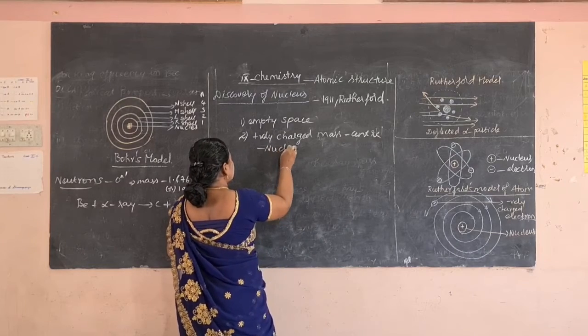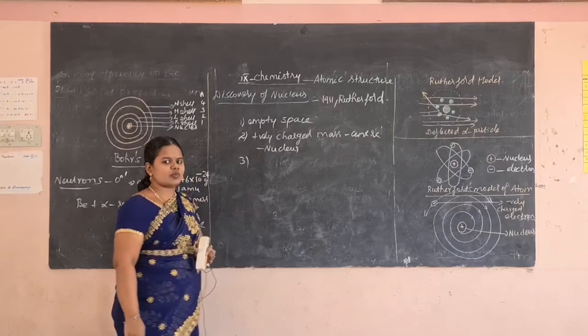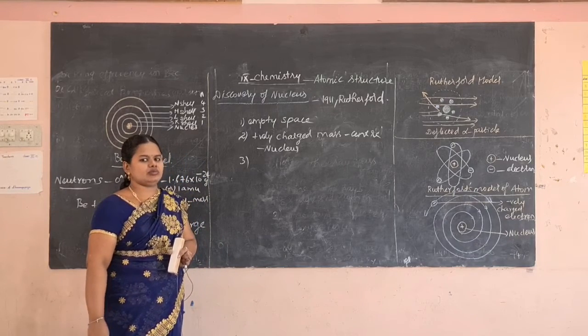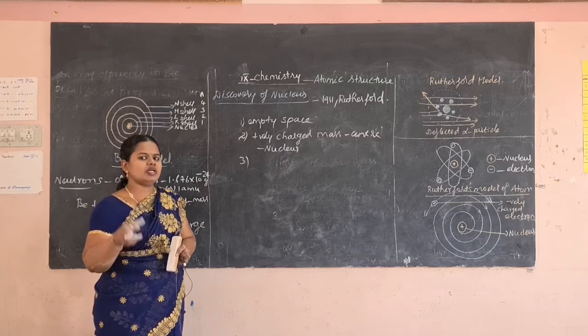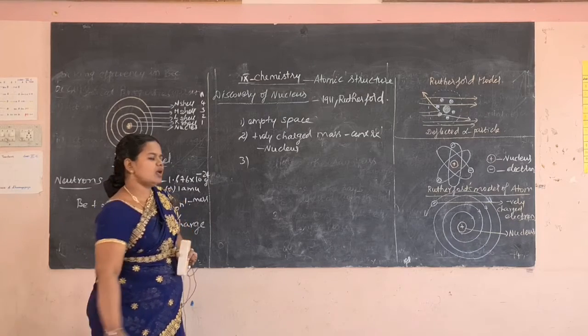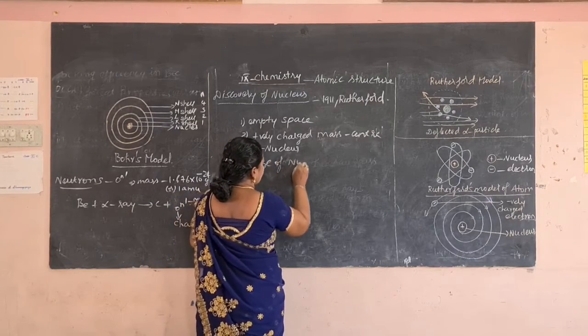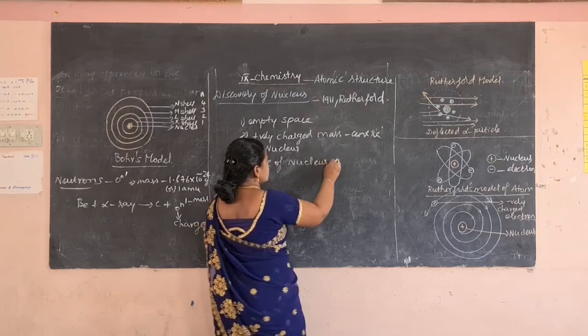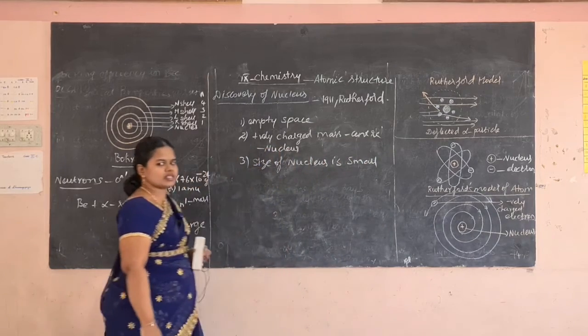Then the third postulate is that the size of the nucleus is very small compared to the size of the atom. When we compare the size of the atom and the size of the nucleus, the size of the nucleus is very small compared to the size of the atom.